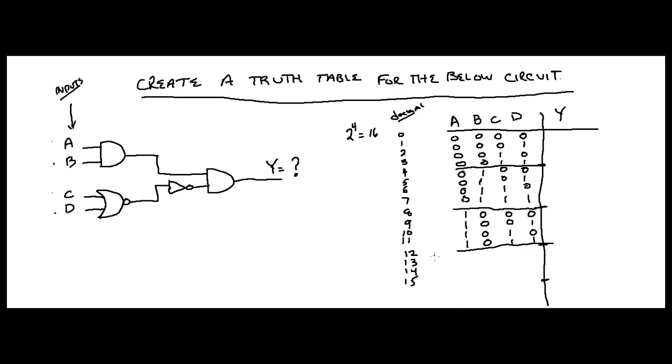So we are at 11, so the next one's going to be 12, which is 0, 0, 1, 1. 13, 1, 0, 1, 1. 14, 0, 1, 1, 1. And 15 will be what? 1, 1, 1, 1. Notice we have 16 rows, and they always start from 0. That's why you go from 0 to 15 and not 1 to 16. So the number of rows is 16, but the actual decimal values are 0 to 15. All right?